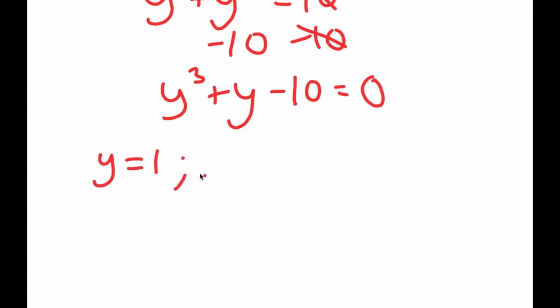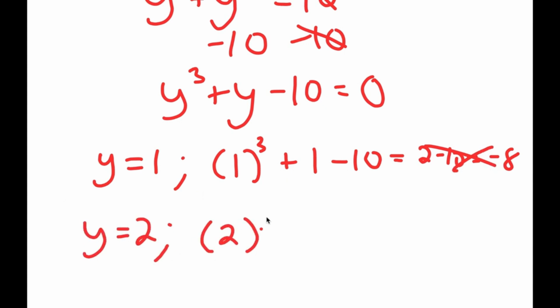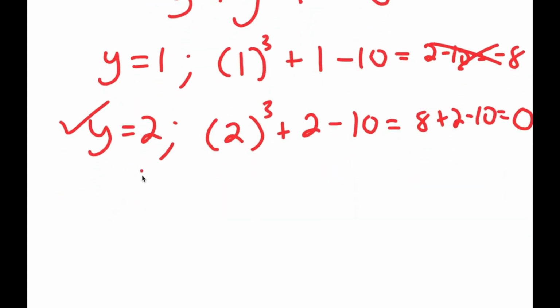If y equals 1, I get 1 to the power of 3 plus 1 minus 10. And this is equal to 2 minus 10, which is equal to negative 8, which is wrong. Now, if y is equal to 2, I get 2 to the power of 3 plus 2 minus 10. 2 to the power of 3 is 8, so I get 8 plus 2 minus 10, which is equal to 10 minus 10, which is equal to 0. So this is right, meaning y equals 2 is a solution to this.